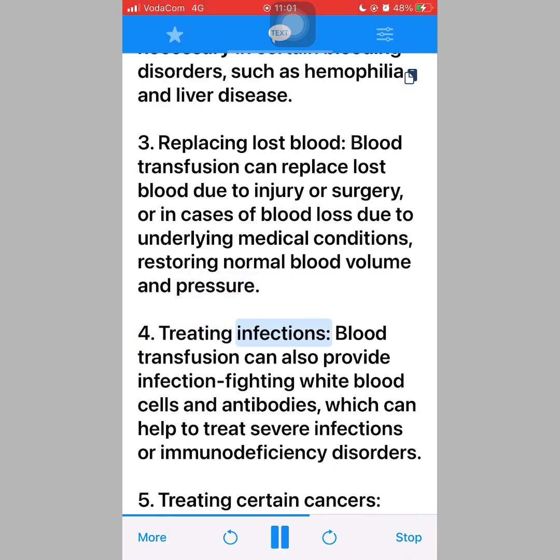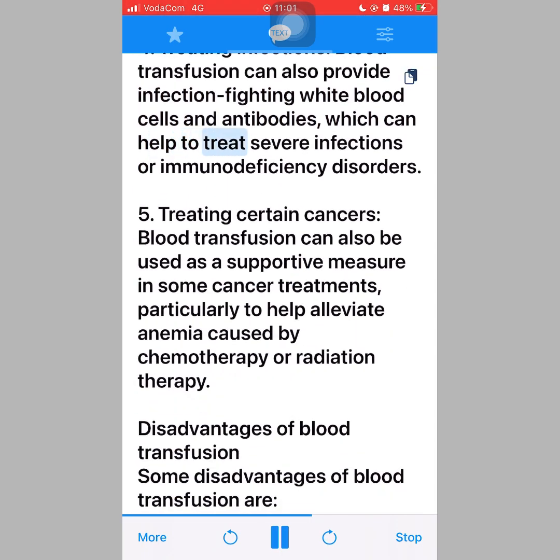4. Treating infections. Blood transfusion can also provide infection-fighting white blood cells and antibodies, which can help to treat severe infections or immunodeficiency disorders. 5. Treating certain cancers. Blood transfusion can also be used as a supportive measure in some cancer treatments, particularly to help alleviate anemia caused by chemotherapy or radiation therapy.